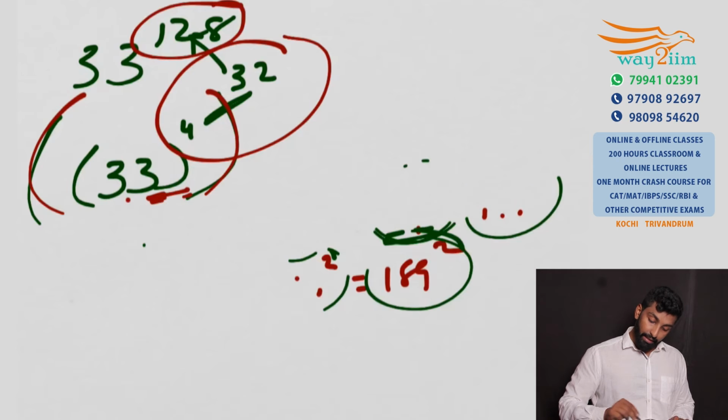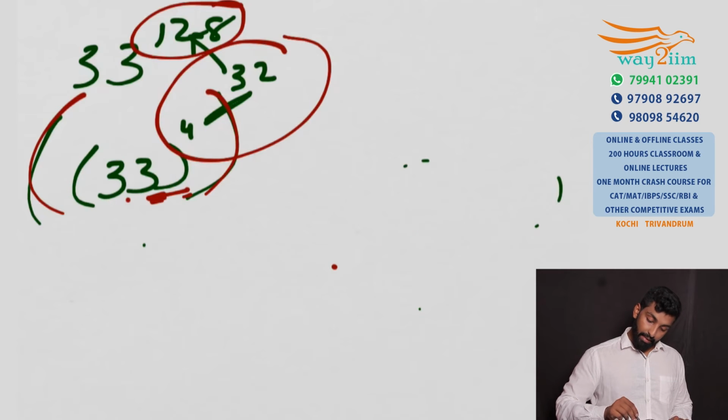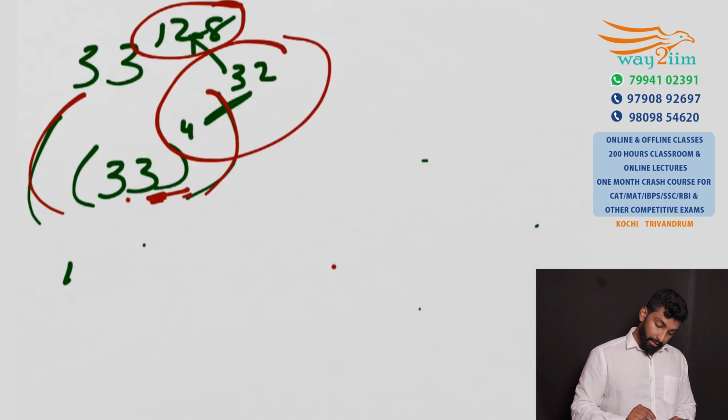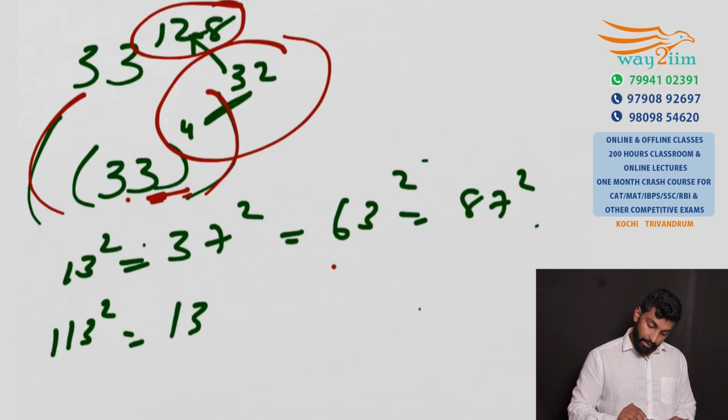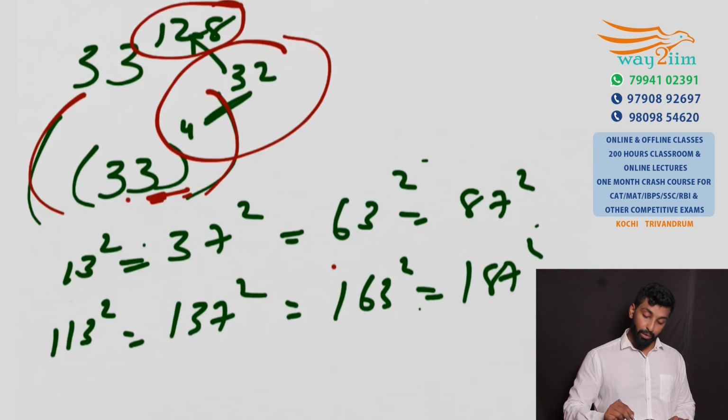Now, what if it is 13? Again, the same thing is applicable there also. 13 square will be equal to 37 square, equal to 63 square, equal to 87 square, equal to 113 square, equal to 137 square, equal to 163 square, equal to 187 square, etc., etc.